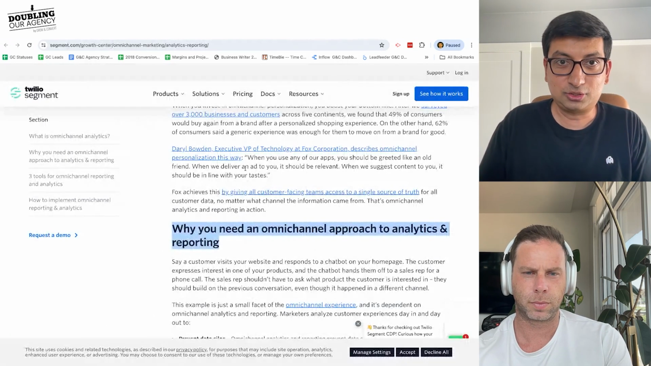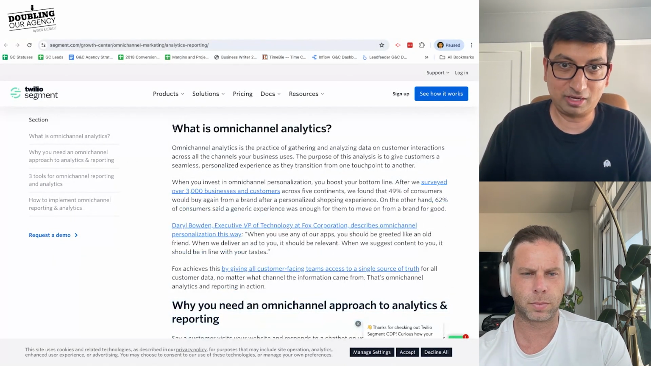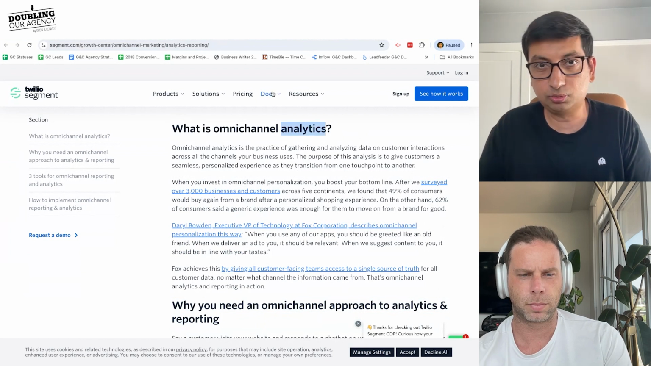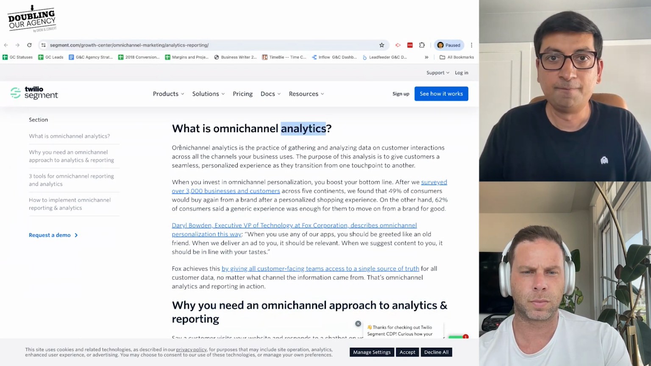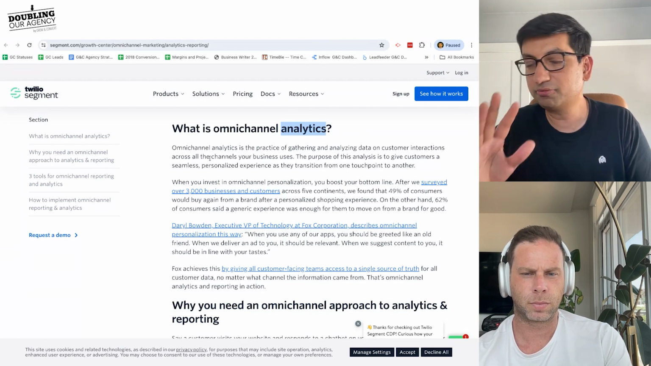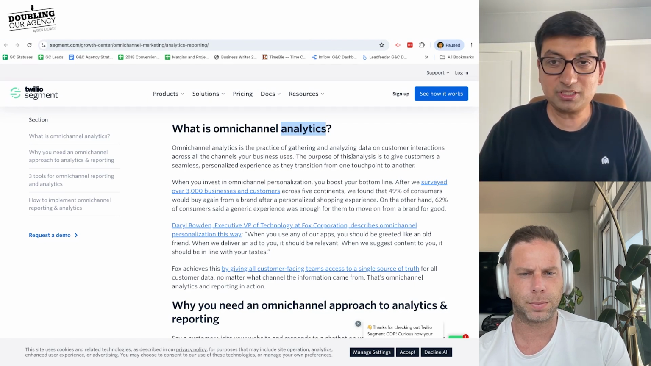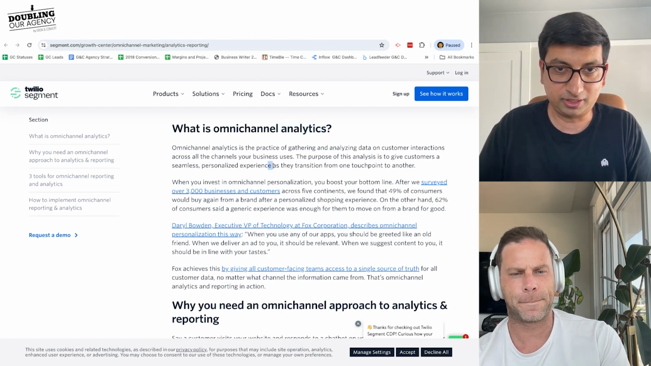Now let's contrast to the segment one. Same section. It's actually their first section. They don't have an intro. "What is omnichannel analytics?" So notice it's analytics, Google's reporting. Google is suggesting that that's synonymous. That's totally normal and fine. So they start off saying, "Omnichannel analytics is the practice of gathering and analyzing data on customer interactions across all the channels." Fine, it's a little bit generic, but that's okay. We have something like that at the beginning. Second sentence: "The purpose of this analysis is to give customers a seamless, personalized experience."